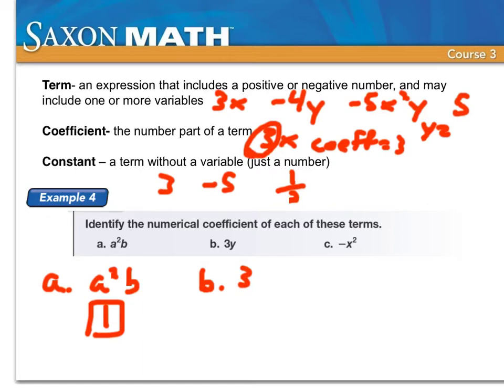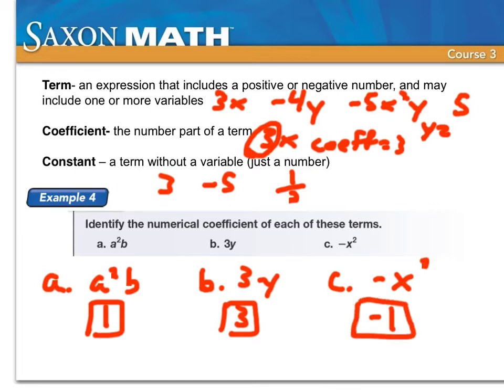Now part B, I've got 3y. My coefficient is just the number part, so it's just 3. And in part C, I've got negative x squared. Well, again, there's no number out in front, so I can put a 1 here. The only catch is that it's negative. So then I've got to put a negative 1 for my coefficient. Okay, again, coefficient is the number out in front. And if there's no number out in front, then you have to put a 1 there. So that should be pretty easy. Alright, let's move on to the last few examples here.